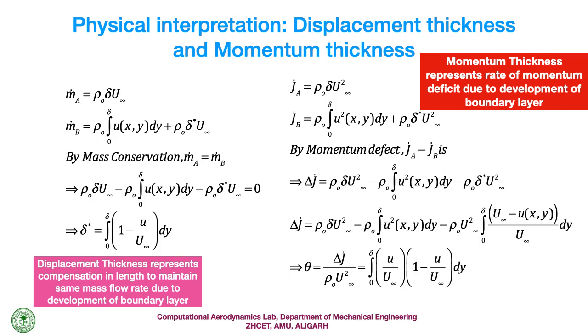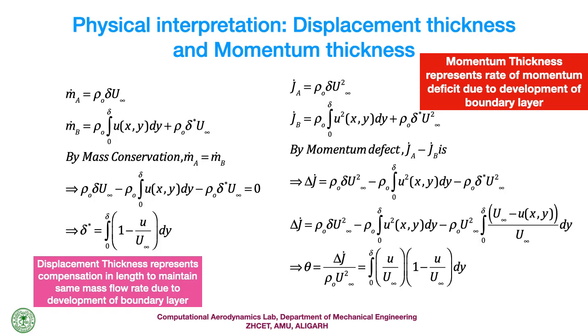Now if I write down the momentum flux at these two sections, J A and J B, J A will be nothing but rho naught delta into u infinity squared, and J B will be rho naught integral from 0 to delta of u squared dy plus rho naught into delta star and u infinity squared. Now if I calculate the momentum deficit, the momentum deficit will come out like this. Now if I plug in the delta star value, then it comes out like this.